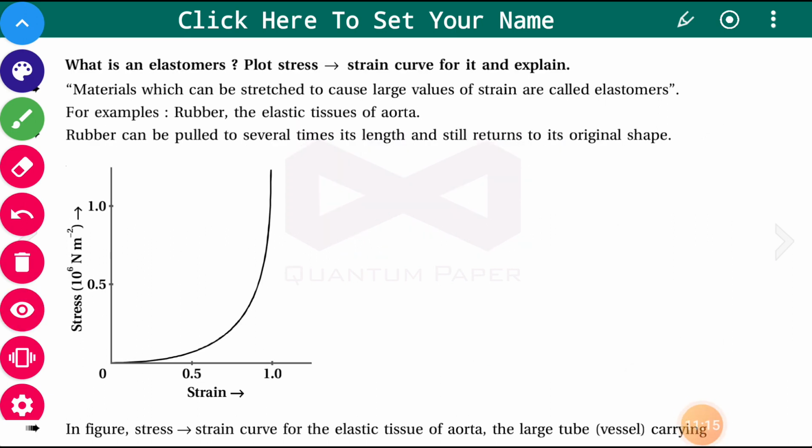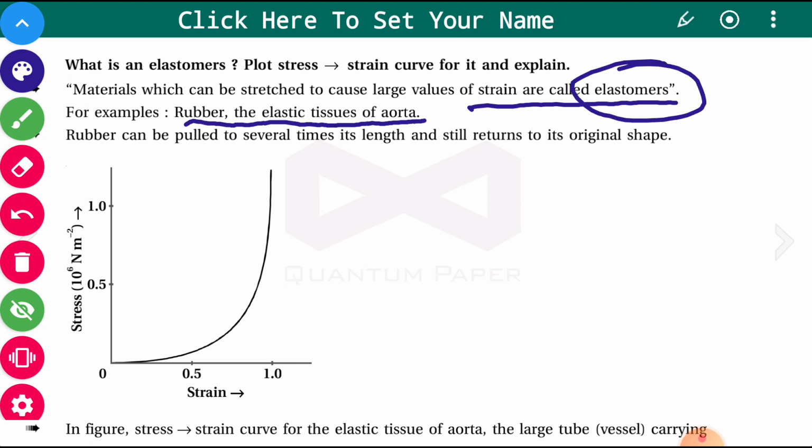What is an elastomer? Plot the stress versus strain curve for it and explain. Materials which can be stretched to cause a large value of strain are called elastomers. A large increase in length is there, large deformations can be produced, and they again come back to their original position and shape. Then they are called elastomers. For example, rubber and elastic tissues of the aorta are elastomers.